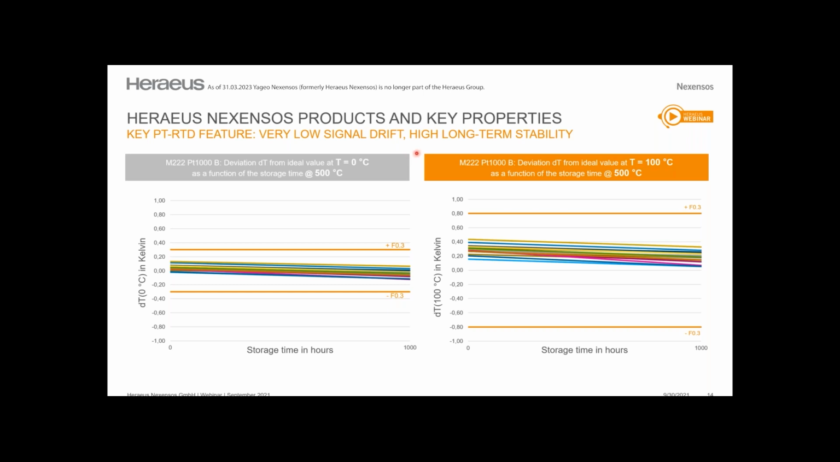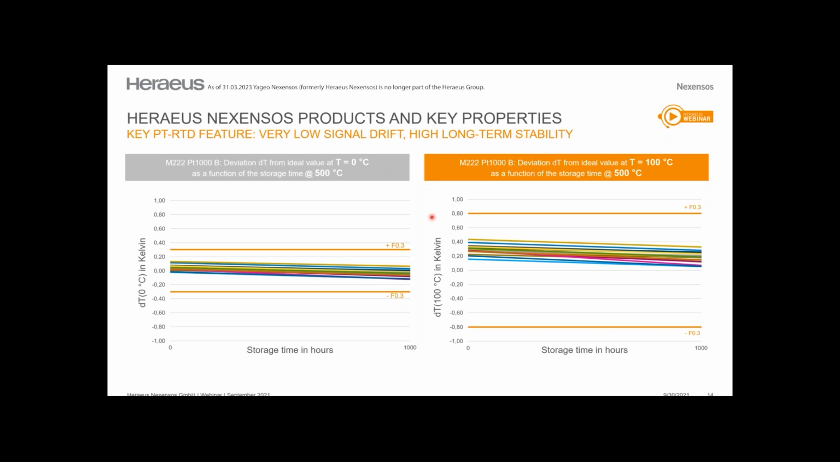So we measure the resistance of the sensor at 0 and at 100 degrees Celsius. And then we store the sensor at 500 degrees Celsius, that is the maximum operating temperature range for that sensor, for 1,000 hours. And then we carry out the same measurement again. So I mean, we determine again the resistance at 0 degrees Celsius and at 100 degrees Celsius.